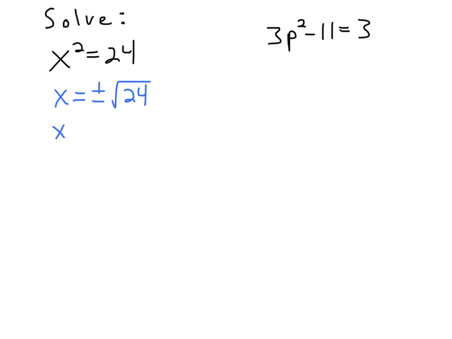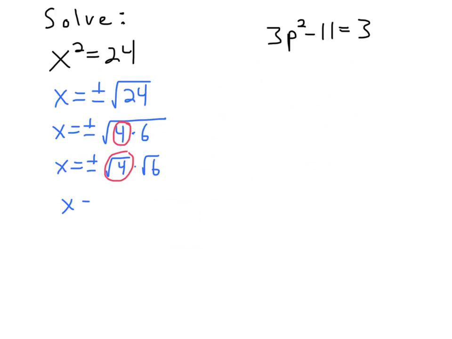So we could say x equals the positive or negative square root of 4 times 6, where 4 is a perfect square. So when we break that up, we'll have plus or minus the square root of 4 times the square root of 6. And again, the square root of 4 should come out to be a whole number, and it does. It's just 2. So the answer here would be x equals plus or minus 2 times the square root of 6. And that'd be your simplified answer.